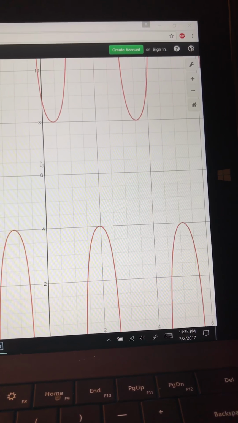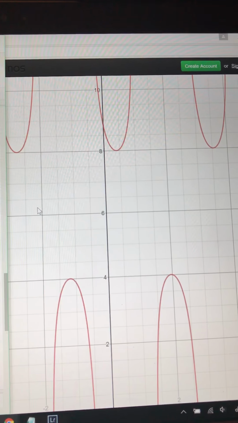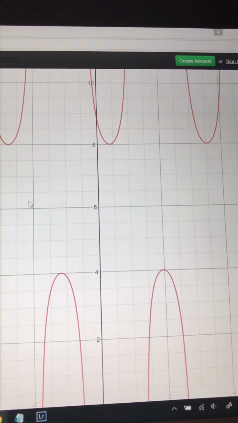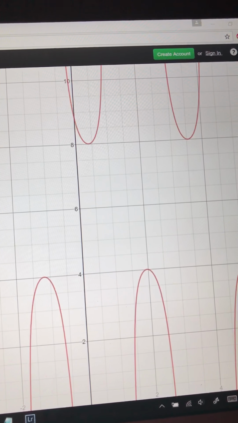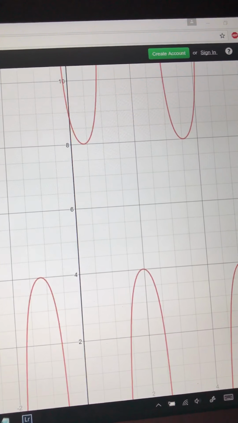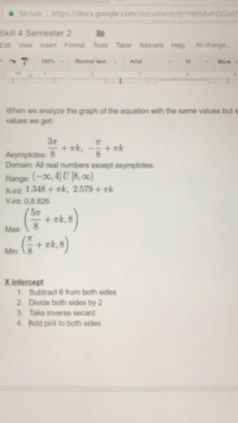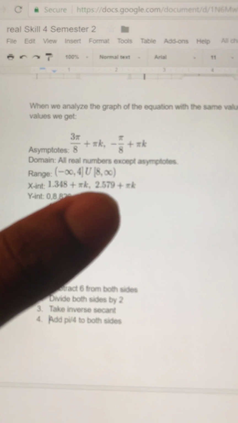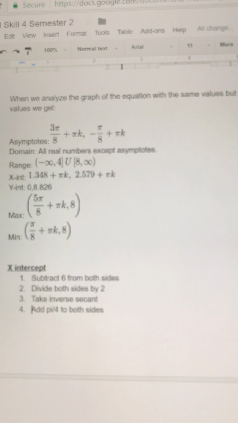And then we would do the x-intercept. For the x-intercept, we had to subtract 6 from both sides of the equation, then divide both sides by 2, take the inverse secant of both sides, then add pi over 4 to both sides, and then divide both sides by 2. And for the y-intercept, we would just substitute 0 for x and solve using the calculator. We get the x-intercepts at 1.348 plus pi k and 2.579 plus pi k. And again, we have to do this plus pi k thing because there is more than one intercept.